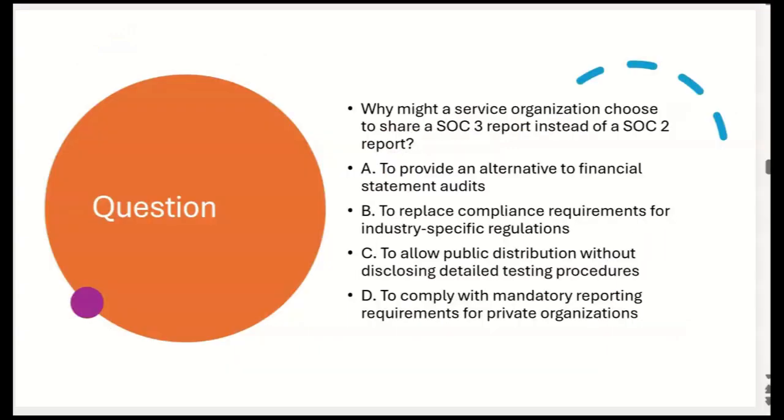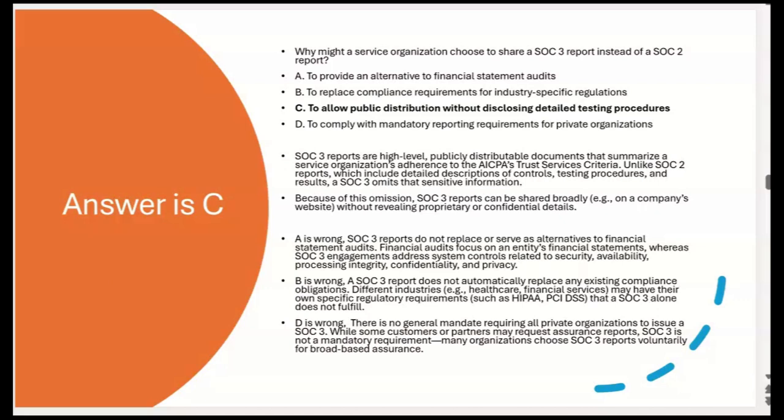All right, why might a service organization choose to share a SOC 3 report instead of a SOC 2? A, to provide an alternative to financial statement audits. B, to replace compliance requirements for industry-specific regulations. C, to allow public distribution without disclosing detailed testing procedures. Or D, to comply with mandatory reporting requirements for private organizations. And the answer is C, to allow public distribution without disclosing detailed testing procedures.